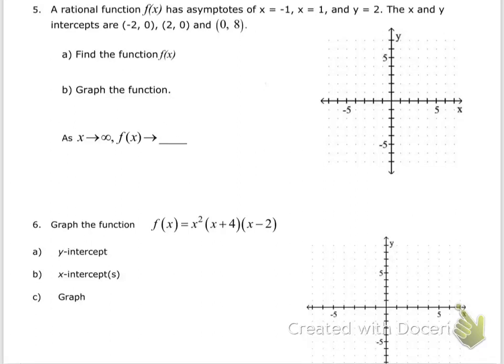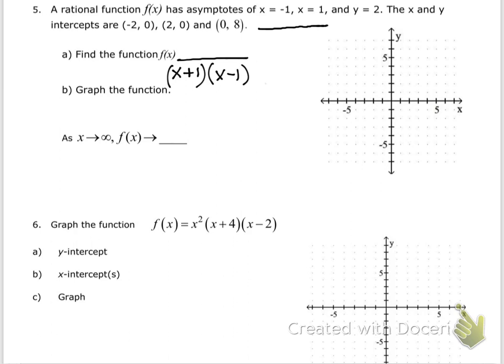Right, we're looking to find a rational function with these details. So let's take a look. Vertical asymptotes. Okay, these come from the denominator. Remember, you cannot have x equals -1, you cannot have x equals +1 as the domain. So the vertical asymptote x equals -1 has come from the x plus 1. X equals +1 has come from x minus 1.